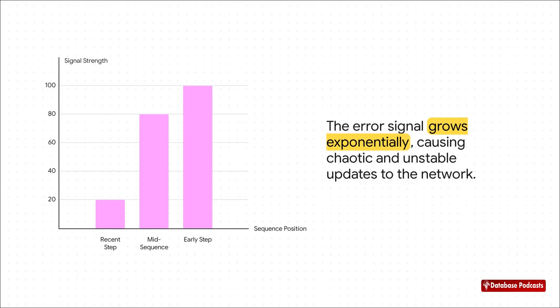And this is just total chaos. The gradient gets so enormous that the changes it tells the network to make are gigantic and completely random. It's like trying to perform delicate surgery with a sledgehammer. You just end up wrecking everything, and the training becomes completely unstable.